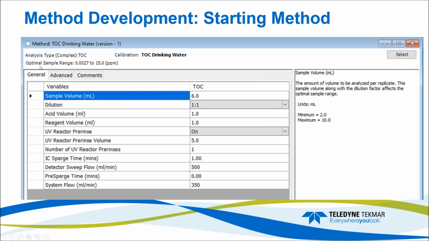And what I really love about the software is it already calculates the optimal sample range for that method. So this one goes up to 15 ppm and down to 2.7 ppb basically. Okay, so I started to run this method and I quickly discovered that our samples were below tap water levels. So I went back and I changed the method.